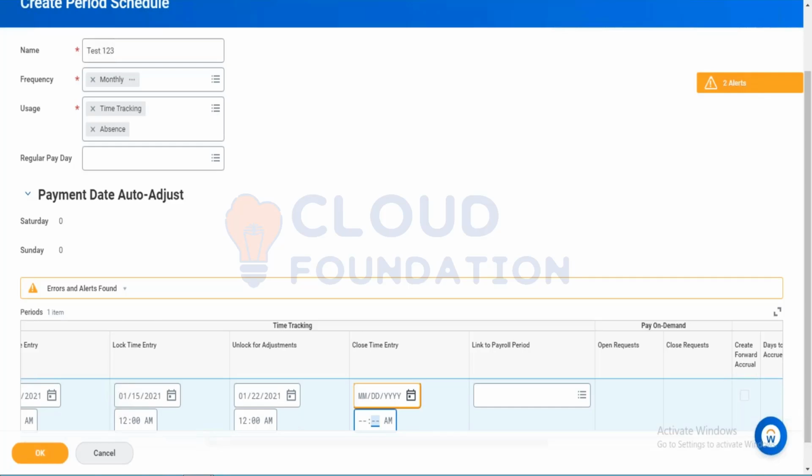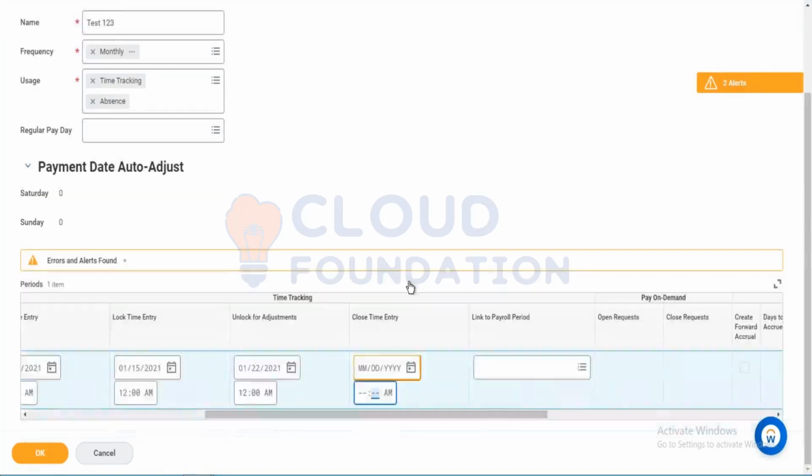All right, why this unlock for adjustment? For unlock for adjustment, reopening the door and closing again, there is a small window they give for 1 or 2 days to make those adjustments for that specific period. On a general basis, people do give that. You can see in your own tenant, if time tracking is there, that there is a little space of dates between unlock for adjustment and close time entries.